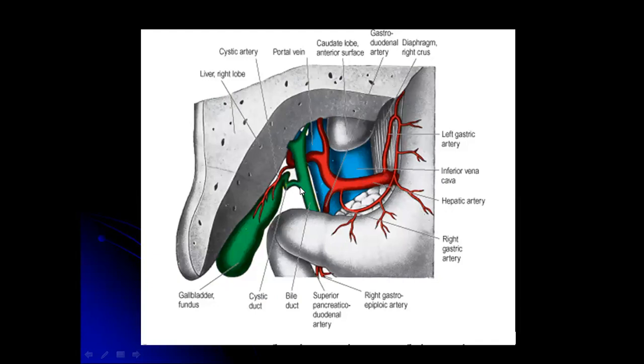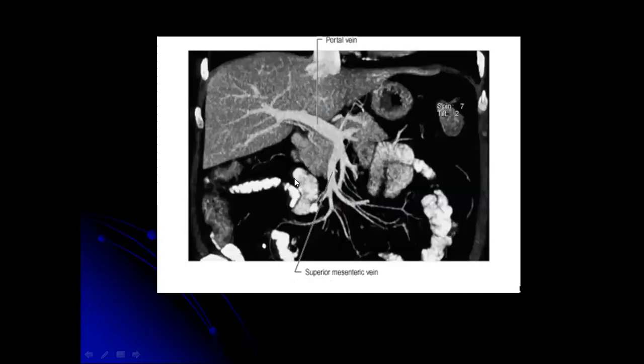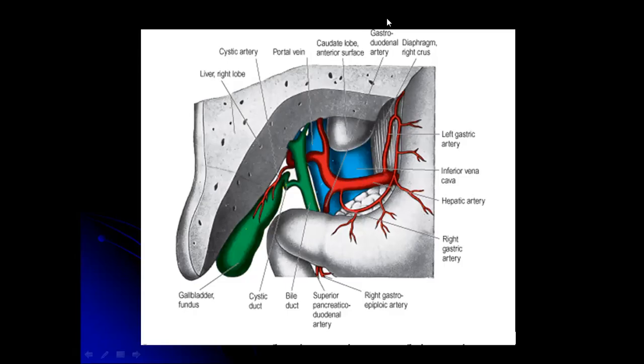V, A, D. V stands for portal vein, A for hepatic artery, and D for bile duct. Okay, these are the same structures that we see at the porta hepatis of the liver as well. So this is the picture that you should keep in mind.